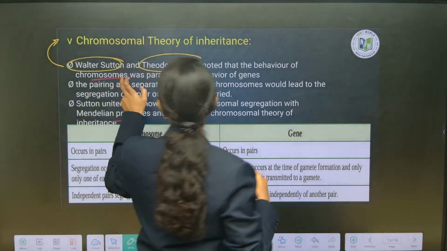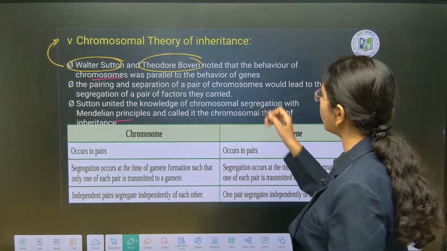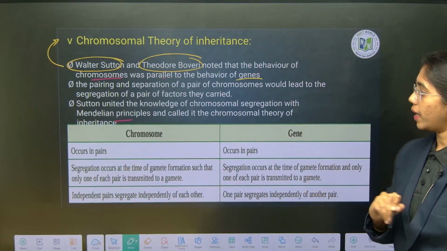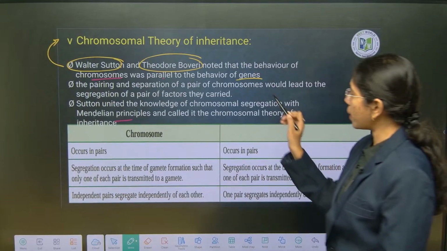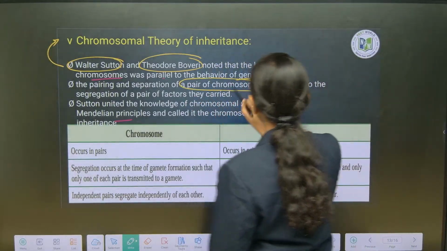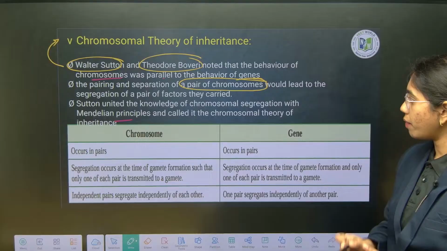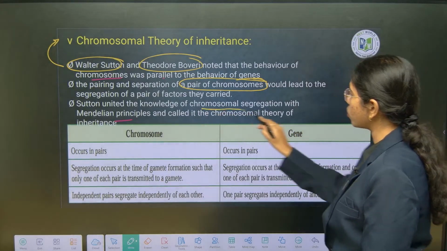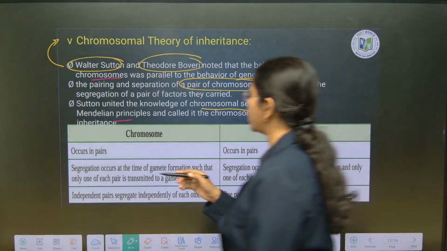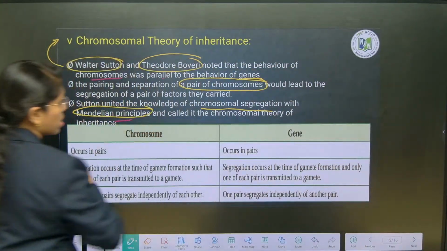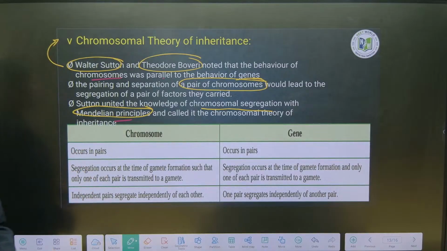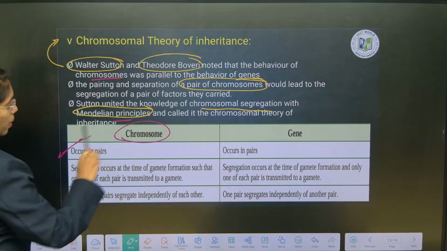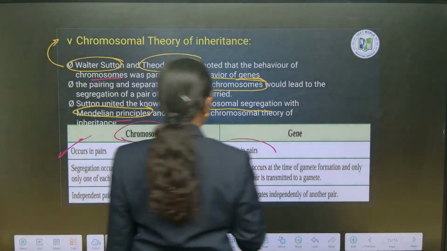That the behavior of chromosomes was parallel to the behavior of genes. The pairing and separation of one pair of chromosomes would lead to segregation of a pair of factors. Fine, right? Sutton united the knowledge of chromosomal segregation with the Mendelian principles. And he called it what? Chromosomal theory of inheritance. Here you see chromosomes occur in pairs. Genes also occur in pairs.